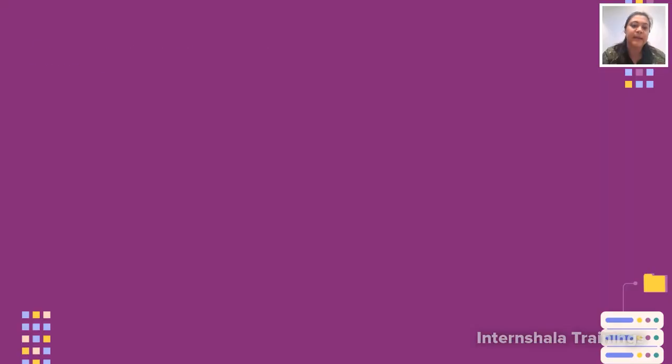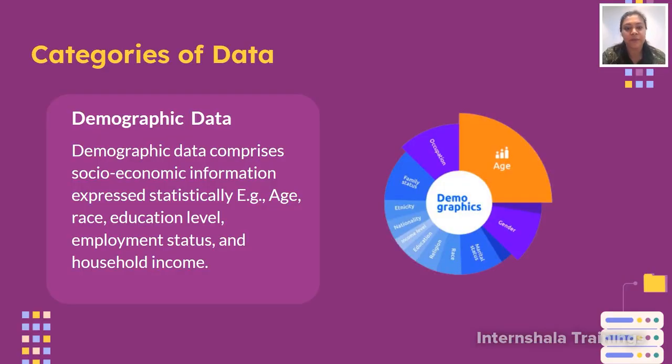Now the next category of data is the demographic data. Demographic data basically specializes in knowing about the customer details, right? It can be like age, race, education, employment status, and household income. So demographic data comprises socioeconomic information expressed statistically.